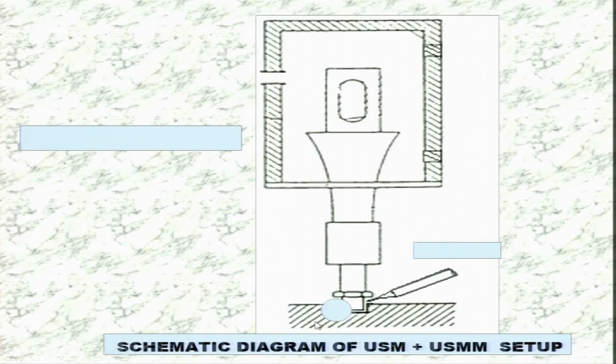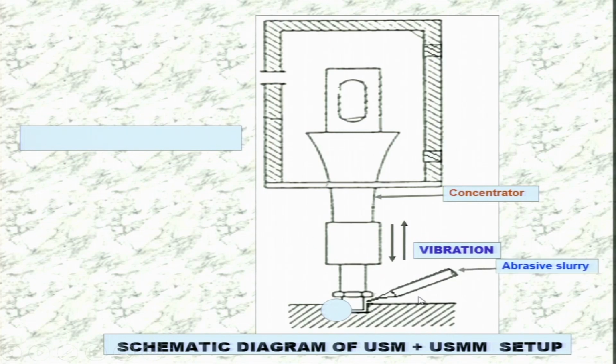You can see here a very simple picture. This is the concentrator, you have the vibrator over here, you have the abrasive slurry being supplied over here, here is the workpiece, and this is the tool, and this is vibrating at ultrasonic frequency, so that vibration is transferred to the abrasive particles. By that vibration it hits the workpiece surface and removes the material.